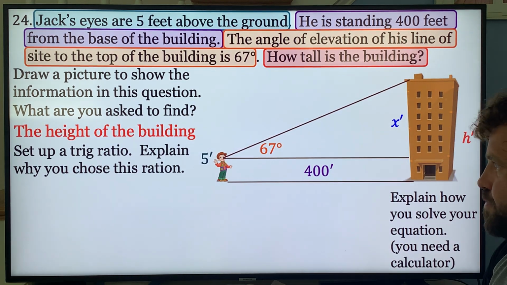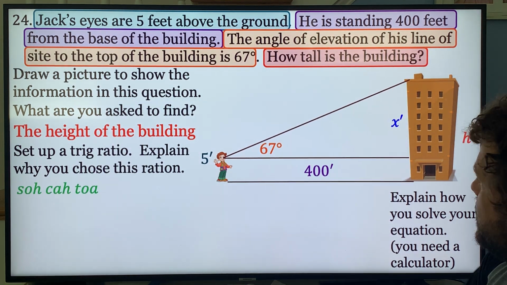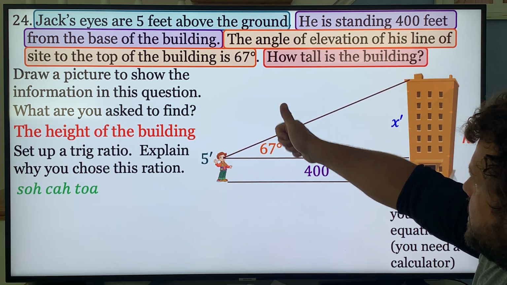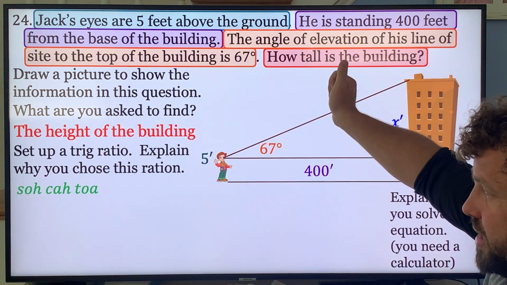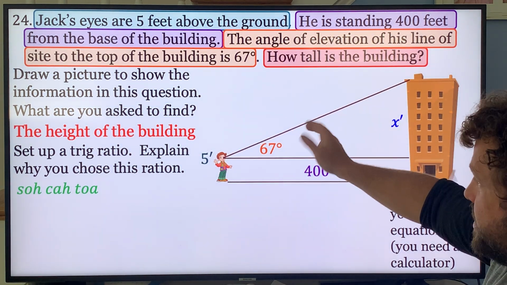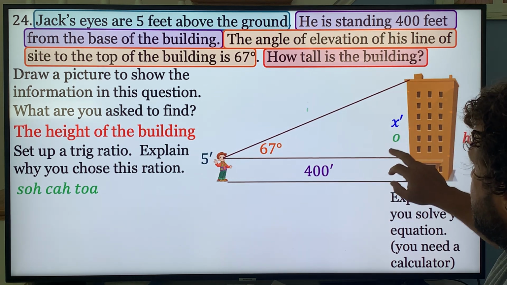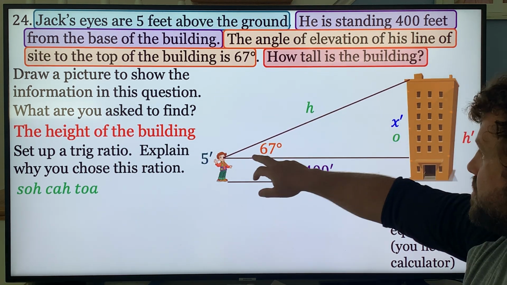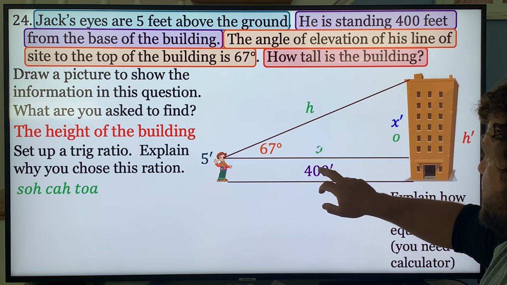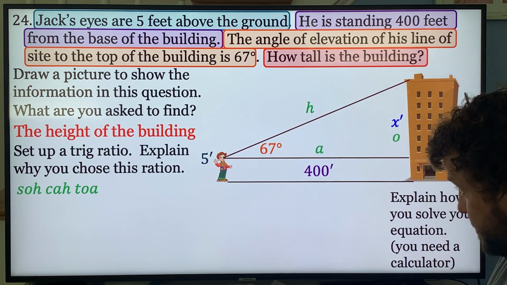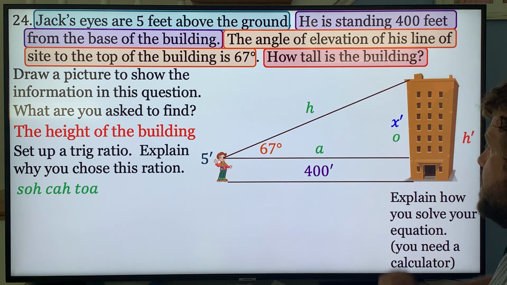The height of the building. What kind of trig ratio can we use? You guys remember trig? SOHCAHTOA. Sine, opposite over hypotenuse. Cosine, adjacent over hypotenuse. Tangent, opposite over adjacent. Here's our angle. Everything goes from here. Hypotenuse is across from the right angle, adjacent is between the angle and the right angle, and opposite is opposite of the angle.